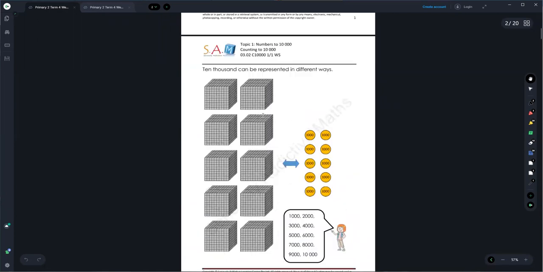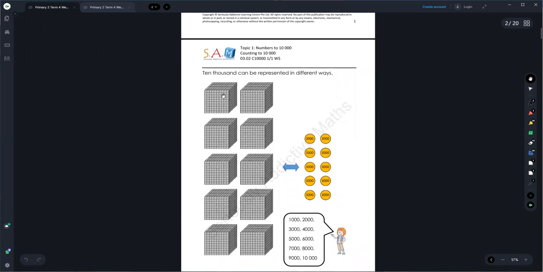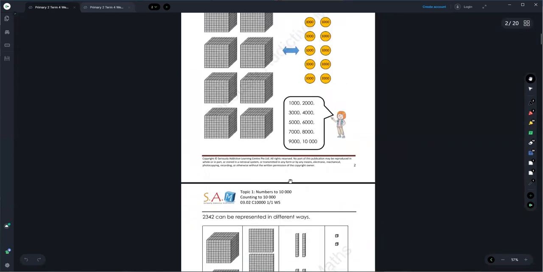After that, for primary 3, if each of these cubes is 1,000, how do they count this? 1,000, 2,000, 3,000, 4,000, 5,000, 6,000, 7,000, 8,000, 9,000, and 10,000. So they should be clear.